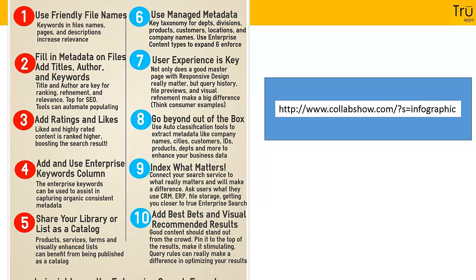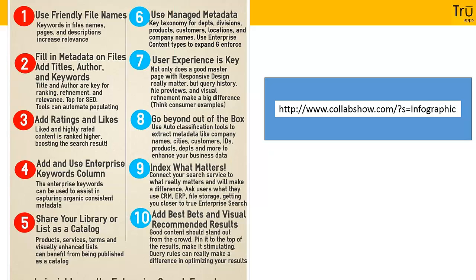Any kind of keywords you can add, as well as, say, sharing your list or library as a catalog. Catalog essentially allows you to add visual enhancements to your lists. Catalog was a new feature of SharePoint 2013 as a list type, and definitely helps. Now, given we're not going to be really digging in on the admin side of things today, we'll just leave it at that. But there's an infographic. You can grab all of my infographics I'm going to show today at collabshow.com. Or you can just go to collabshow.com and click on infographic.